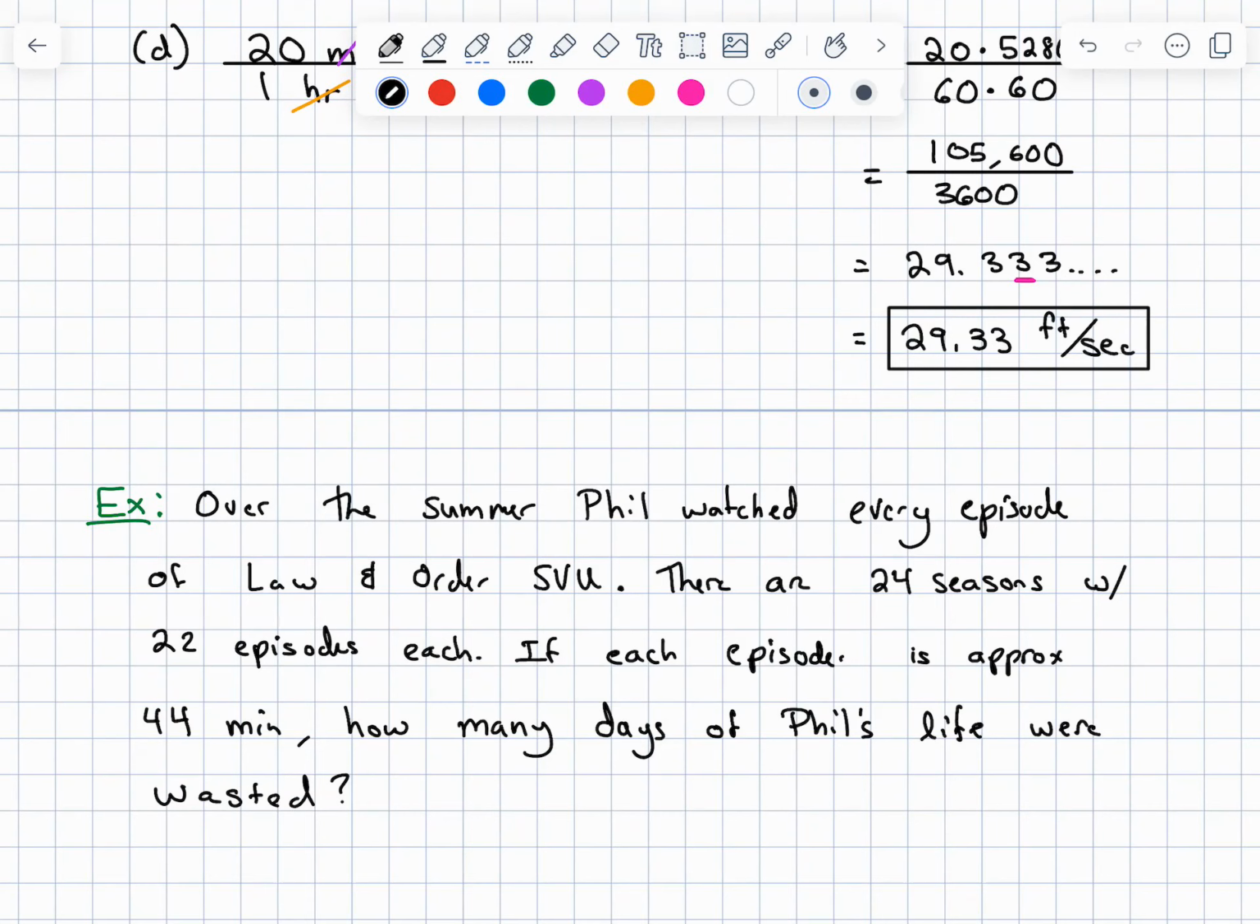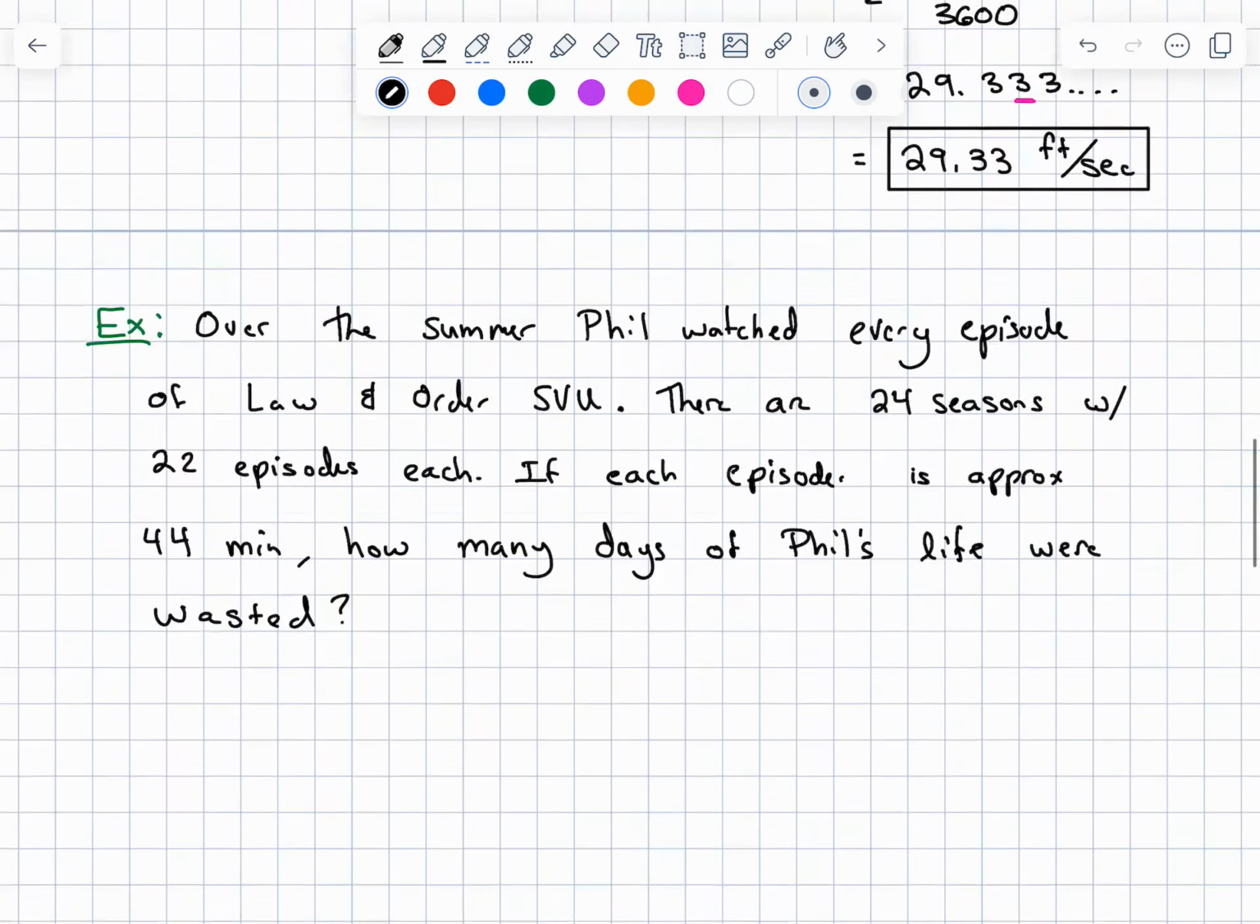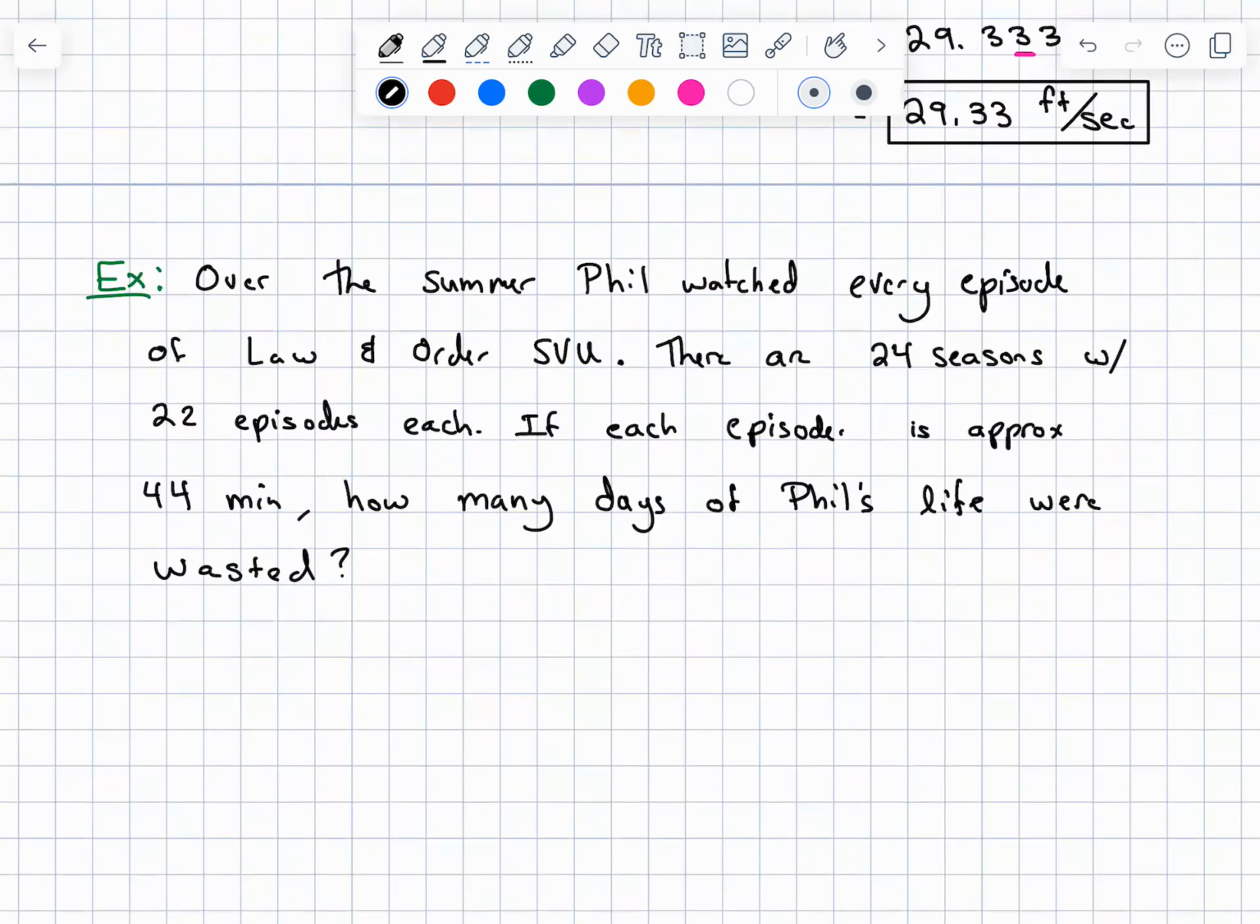And during that time period, I used it very, very wisely. I watched every episode of Battlestar Galactica, of which there are 4 seasons and 22 episodes in each season, each one running 44 minutes. But anyways, this is a unit conversion. You have 3 unit conversion factors. 24 seasons, what you start off with. 1 season is 22 episodes. 1 episode is 44 minutes.